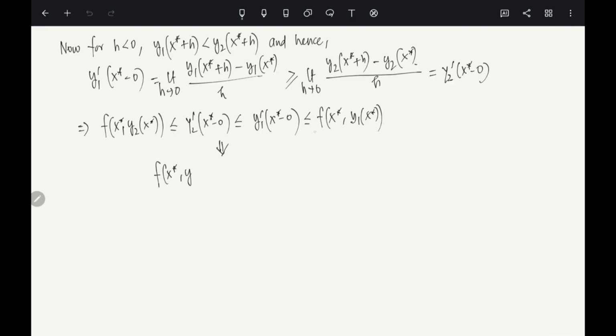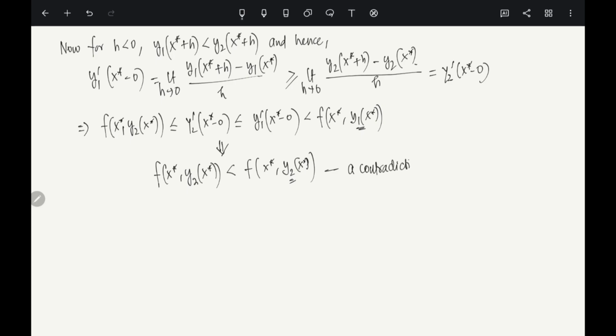Why do we need this? Because we want to find a contradiction here. You see, if this is the case, then y2 at the point x star is strictly less than f of x star. Y1 and y2 are basically the same at x star, so I am just replacing it. So this strict inequality is required, and this is a contradiction.